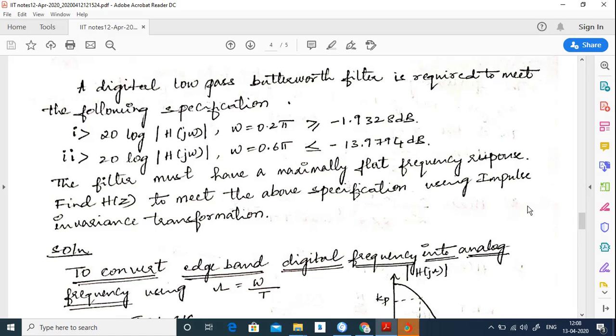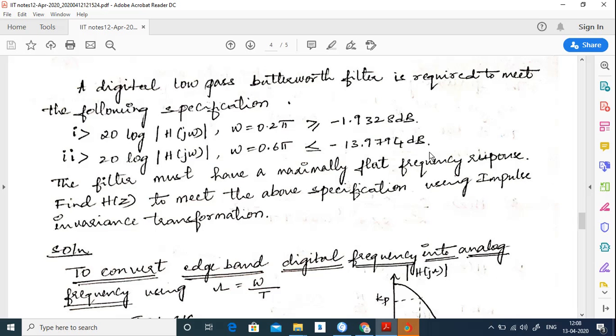And the third type is this. So in third type, they will give us specifications. They are kp, ks, omega p, omega s, as you can observe here. Using this, we need to first design analog filter, and then using the transformation, that is impulse invariant transformation technique, we need to convert that into digital transfer function. Okay, so we'll try to solve this particular problem.